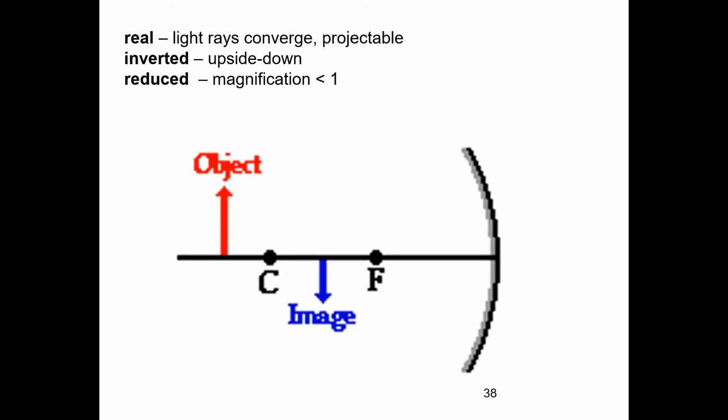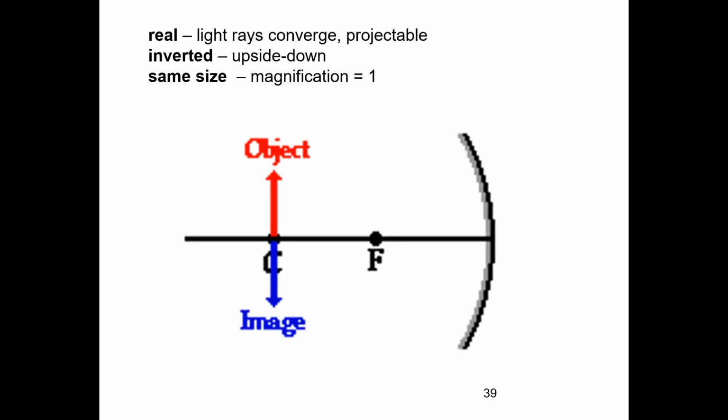Depending on where the object is placed in front of the mirror, the type of image formed and the location of that image will be affected. If the object is further away from the mirror than the center of curvature, as in this example, so again, C is the center of curvature, F is the focus, I'm going to get a real image. It's going to be inverted or upside down, and it's going to be smaller than the object was. It'll be reduced.